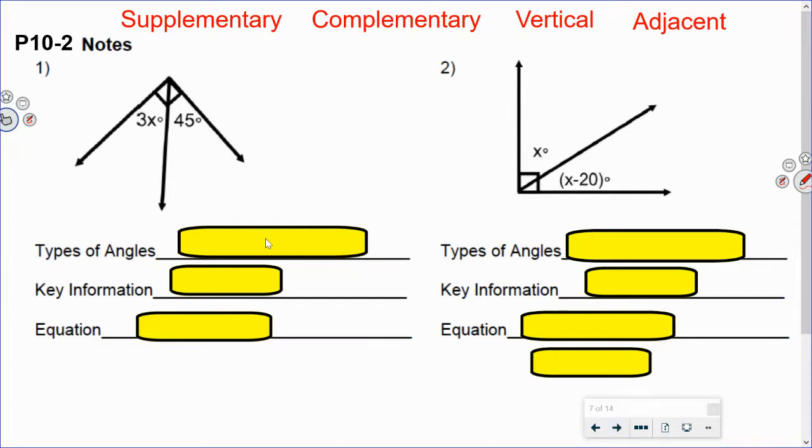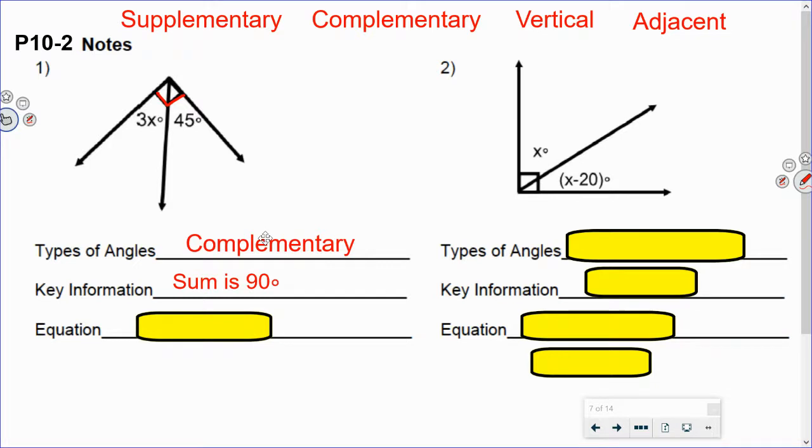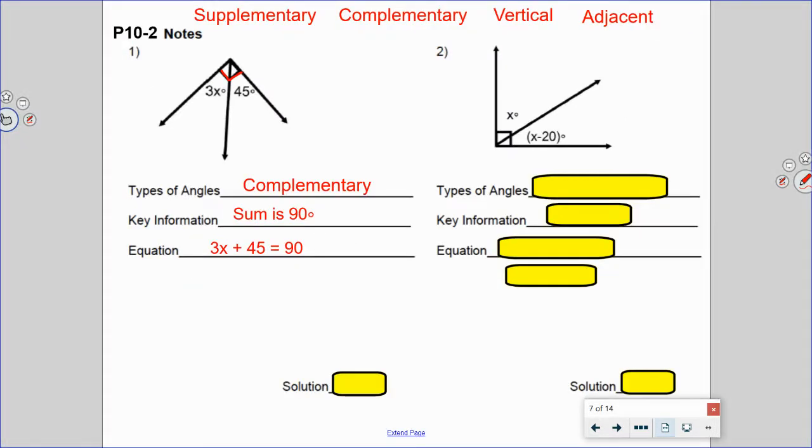Speaking of adjacent, 3x and 45 are adjacent, but we also see that they are complementary. That's not the best of pictures, but they do add up to make 90 degrees. So now I'm going to create an equation. If I add 3x plus 45, they will equal 90. Let's go ahead and actually solve this now. We want to get rid of that 45. That has nothing to do with the x, so let's subtract 45. Of course, be fair to both sides of the equation.